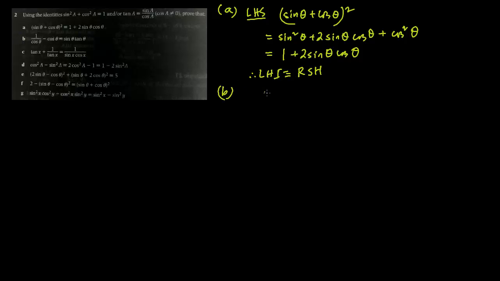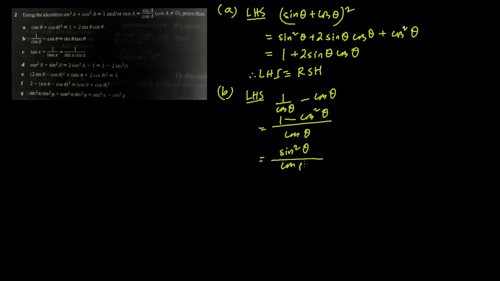So question number B, we have to prove the left hand side, 1 by cos theta minus cos theta. So the LCM is going to be cos theta. So this is going to be 1 minus cos squared theta by taking the LCM. Now we know 1 minus cos squared theta is sine squared theta. Now this is divided by cos theta. Now we have to prove that it is sine theta tan theta.